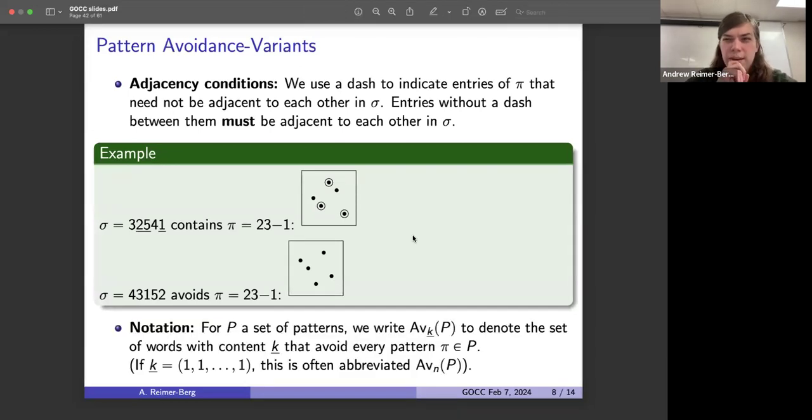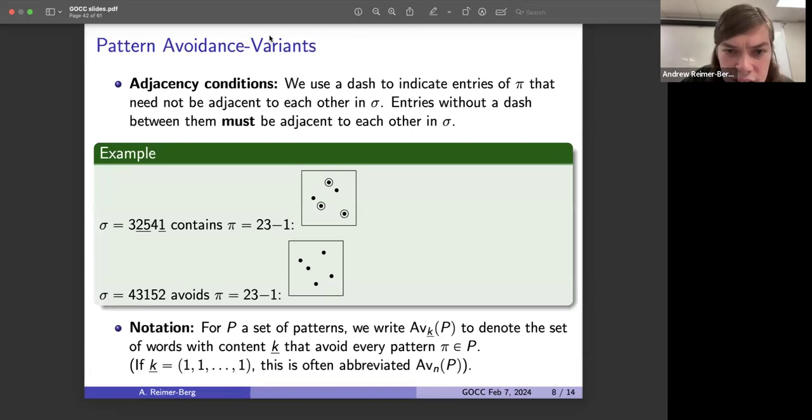And then for some notation here, if we have a set of permutations or set of patterns P, we write av sub k of P to denote the set of words with content k that avoid every pattern pi in P. And more commonly, you'll see this where you're just working with permutations, so where your content is all ones, and that's usually av n of P.